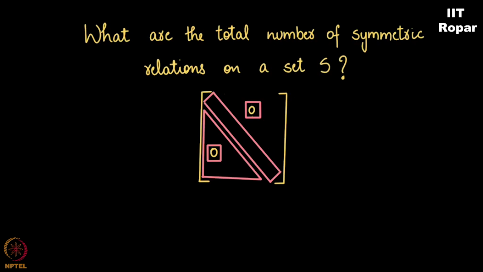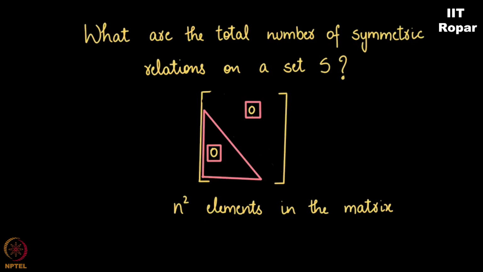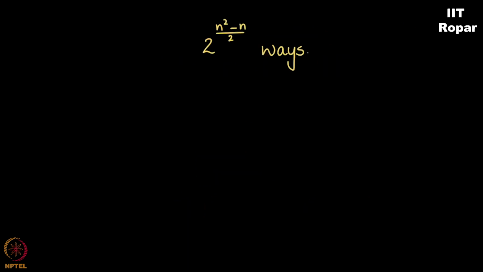So how many elements are there here? You have n square elements in total in the matrix, and then I remove the diagonal from the matrix, which is minus n elements, and then take only half of it, this part. So this will be the number of elements in this zone, right? And I have my freedom to choose whatever I want here, correct? So I can do it in 2 to the power of (n square minus n)/2 ways. You all know why it is 2 to the power of (n square minus n)/2 ways, correct?